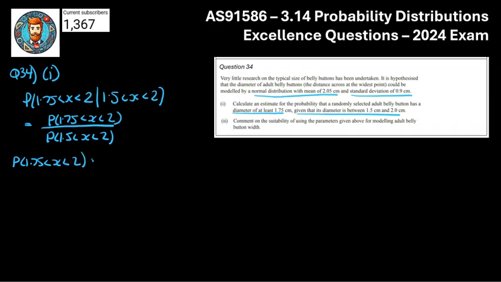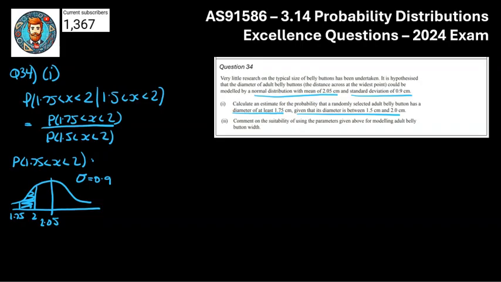And for that, remember, it's a normal distribution, so best practice is to sketch it out. So we've got our normal distribution curve. We had a mean from the question of 2.05. Our question told us the standard deviation is 0.9. And we were trying to find between 1.75 and 2. So we're trying to find the probability of that shaded area there.